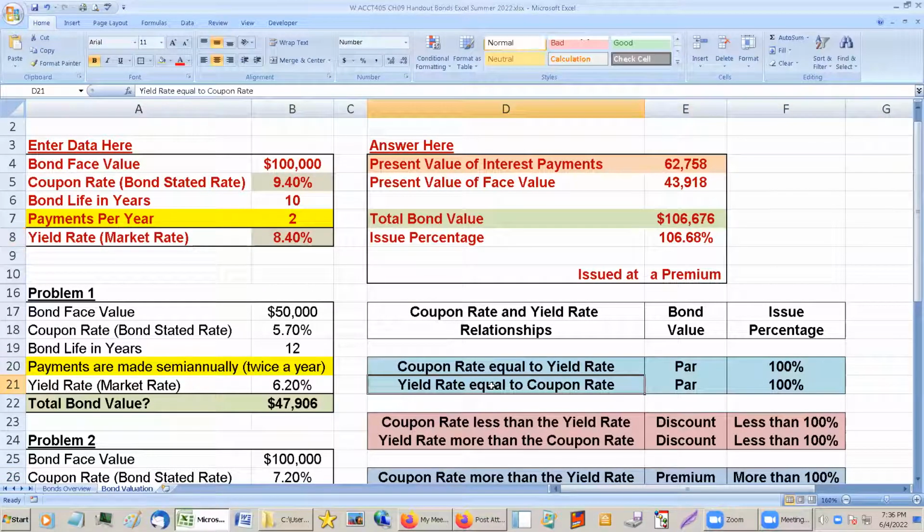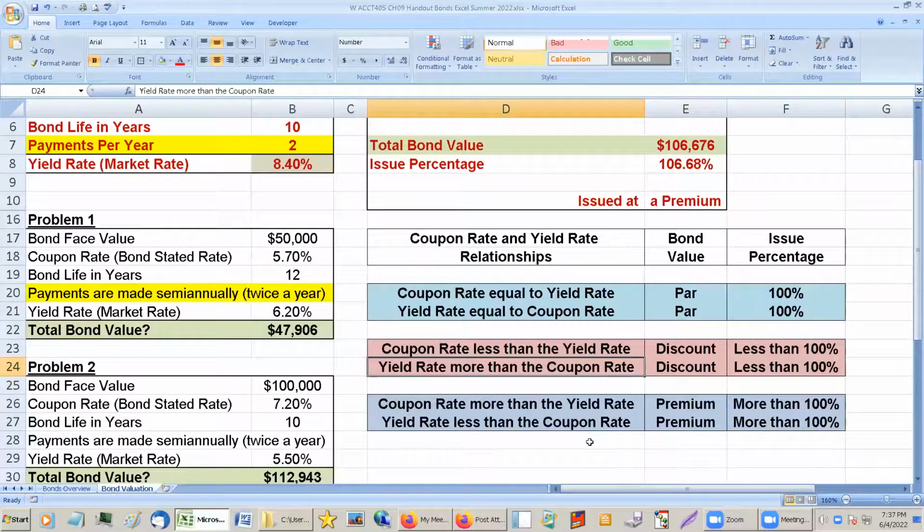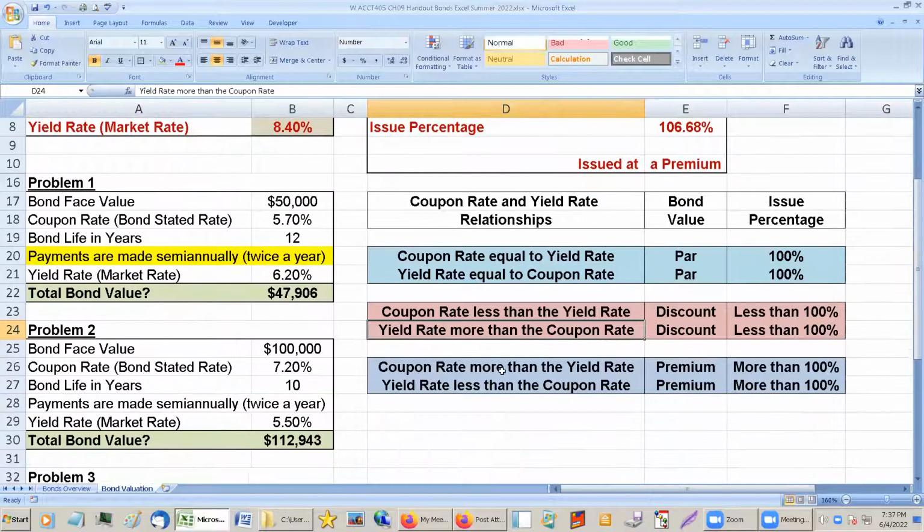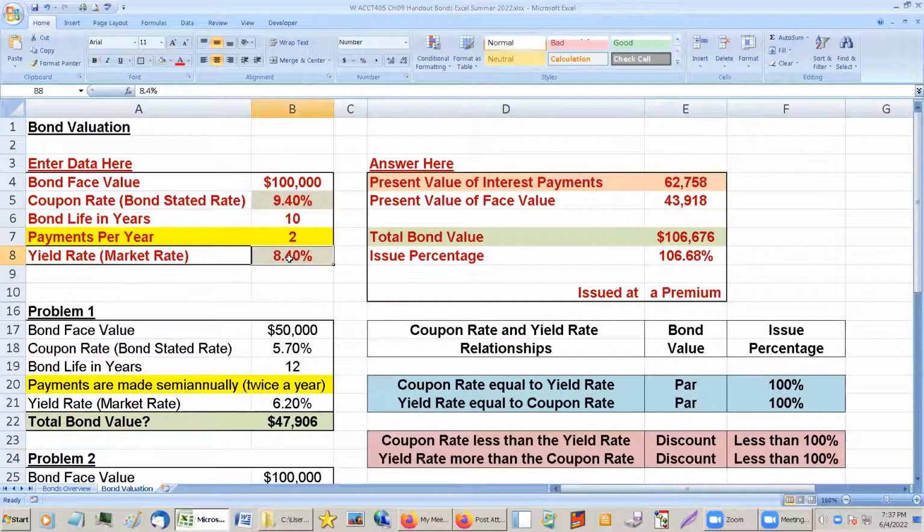So sometimes the questions they'll ask, you know, why was this sold at a discount? Why was this sold at a premium? Or why was this sold at par value? And this kind of table will get you there as far as, you can also just plug numbers in here, you know. If they say that the coupon rate is higher than the yield rate, but, you know, just do it and see what comes out on the other side.